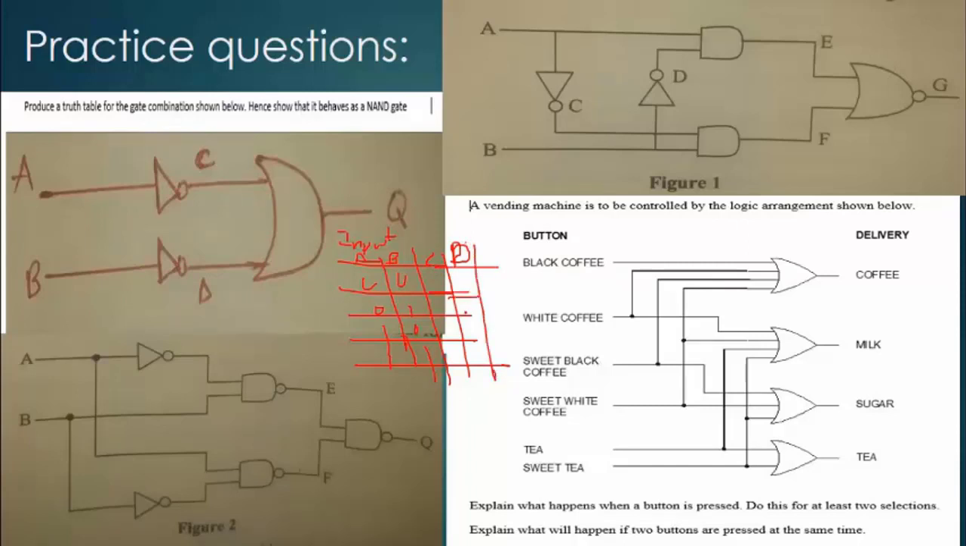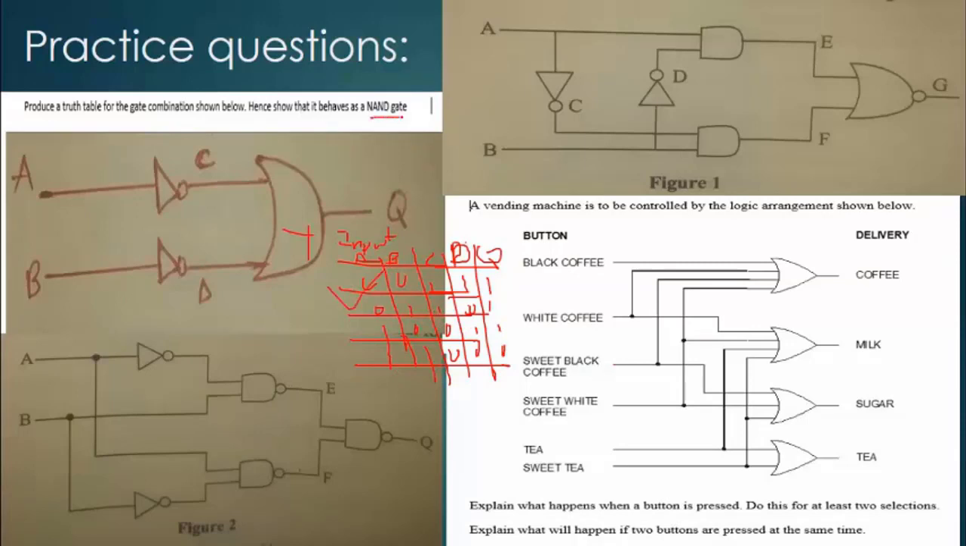Okay, so we know C is the inverse of A, so it is 1 1 0 0, and D is the inverse of B because of this NOT gate, so you invert 1 0 1 0. So finally, to get our Q, it's an OR gate which combines C and D, and OR gate is addition. So just simply add 1 plus 1 is 1, 1 plus 0 is 1, 1 plus 0 is 1, 0 plus 0 is 0, and you get your answer like that.